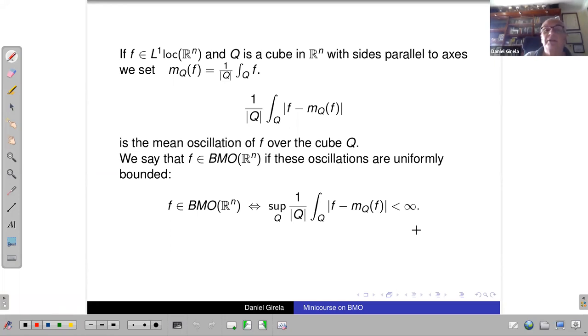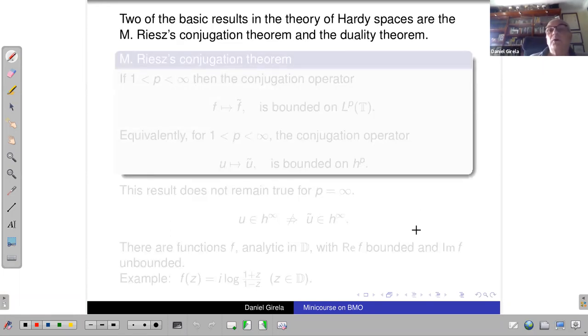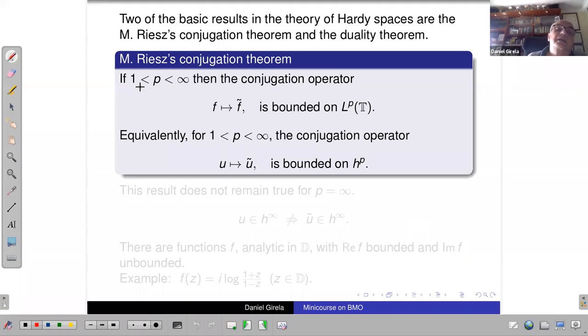One of the first courses given in this program was on Hardy spaces. Probably two of the most important results in the theory of Hardy spaces are the M. Riesz conjugation theorem and the duality theorem. You all know what the M. Riesz conjugation theorem says: if we have an index p strictly bigger than 1 and strictly smaller than infinity, then the conjugation operator sending f into f tilde, the conjugate function of f, is bounded on L^p of T. T denotes the unit circle.